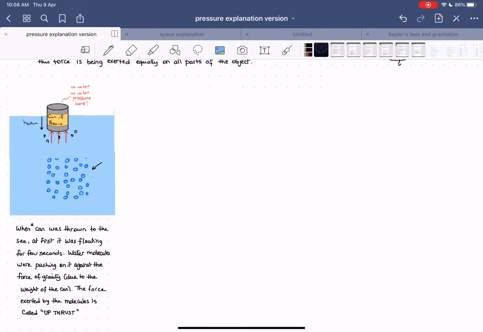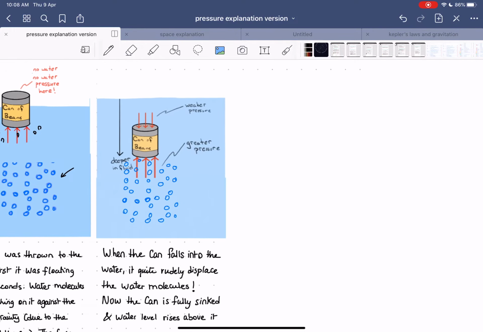So they try to push it backward, and this force exerted by the water particles is called the upthrust. Okay, so I'm gonna highlight this. It's called the upthrust. But since the can is heavy enough, and we will see later on why it sinks, the can has a density that would make it sink. So this is what happens next.